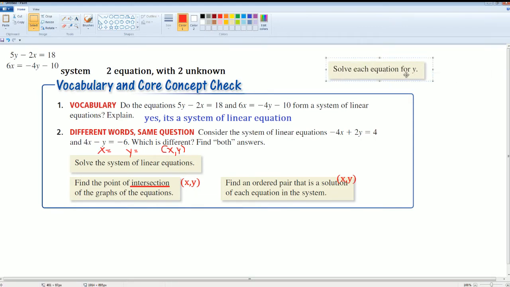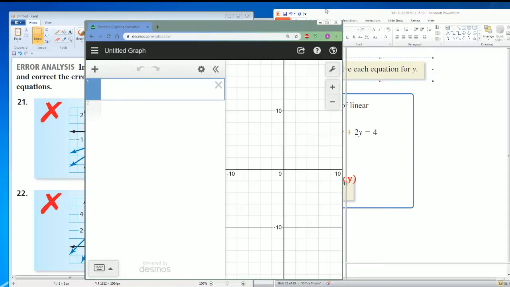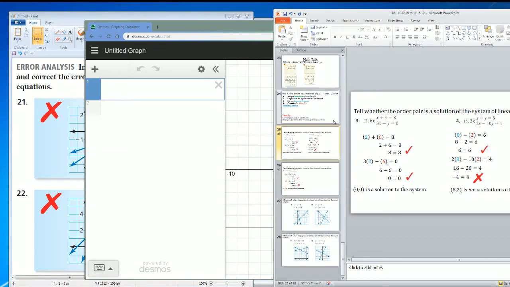Solve each equation for y. You would say solve each equation for y, and you also need to solve for x. Please understand that solving a system requires you to solve for both x and y, and you put it in an ordered pair. That finishes the first two, the vocab check and the core concept check. For 3 to 8, I have that in a PowerPoint for you.